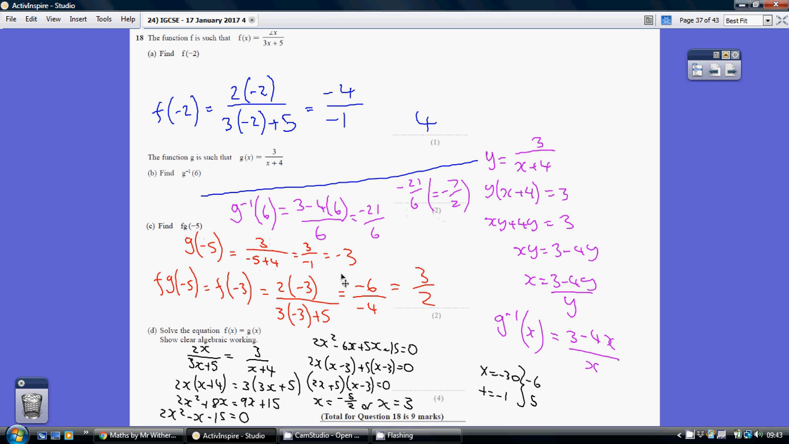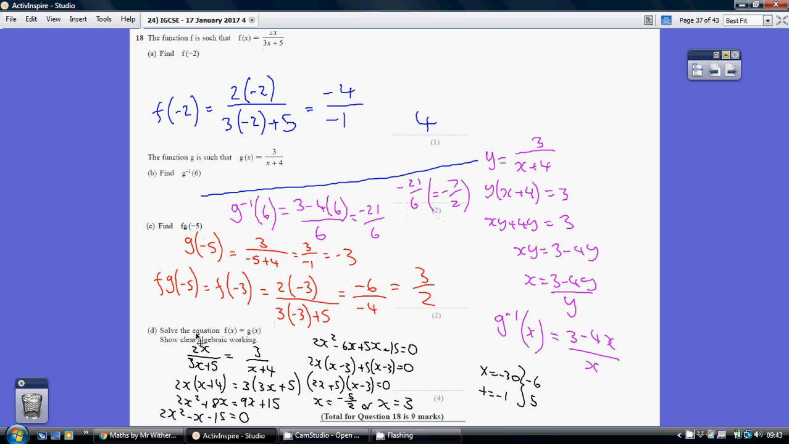And then I take this output and substitute it into the f function. So 2 lots of minus 3 all over 3 times minus 3 plus 5, which is minus 6 over minus 4, which is 3 over 2.